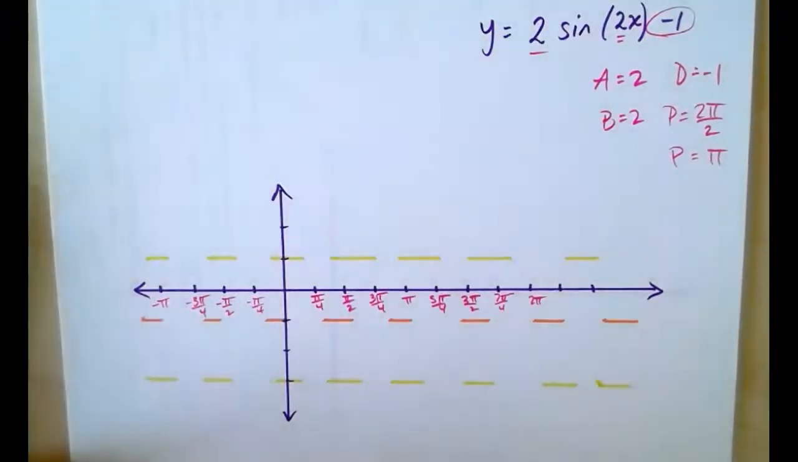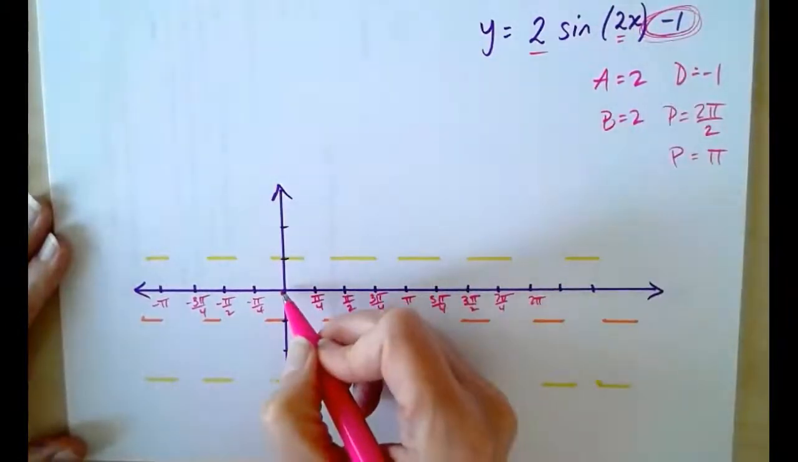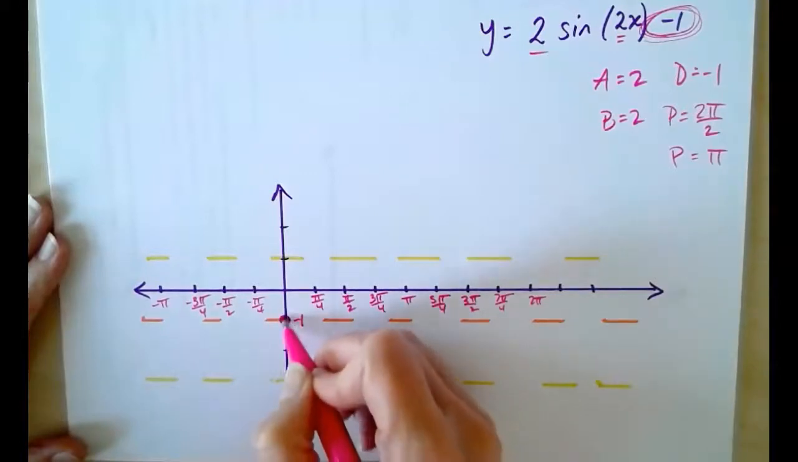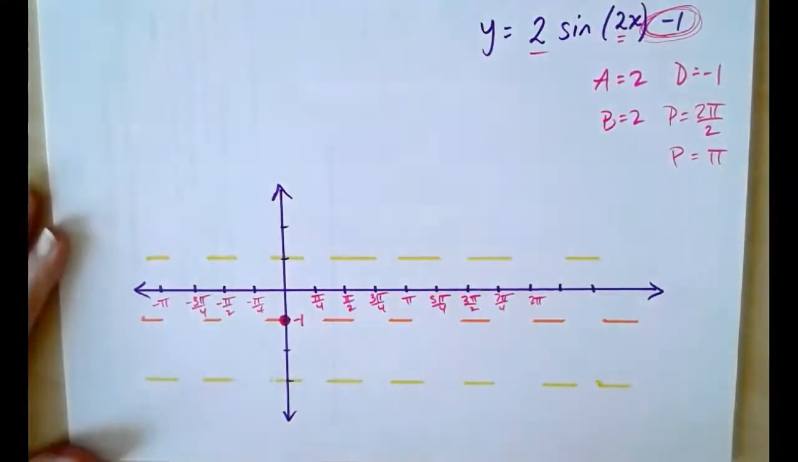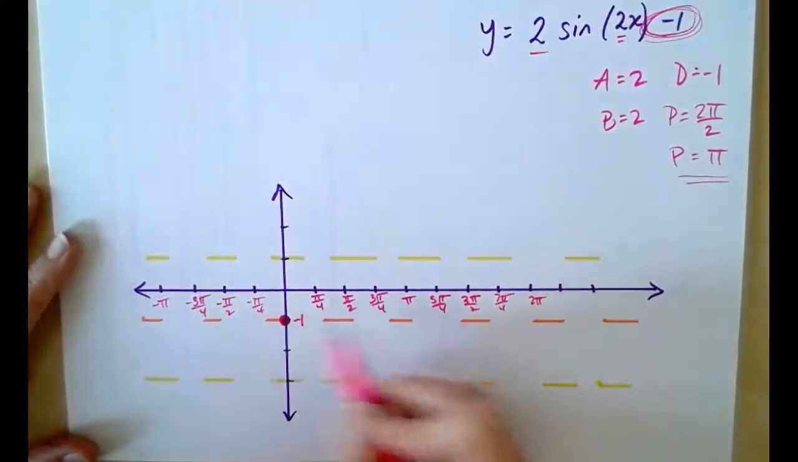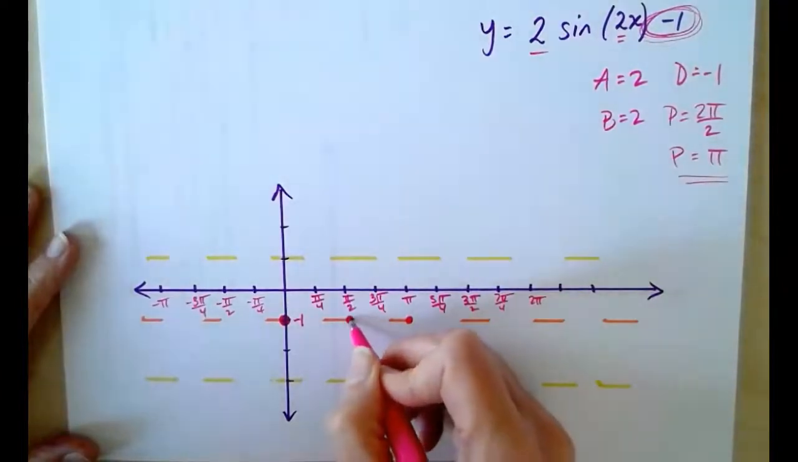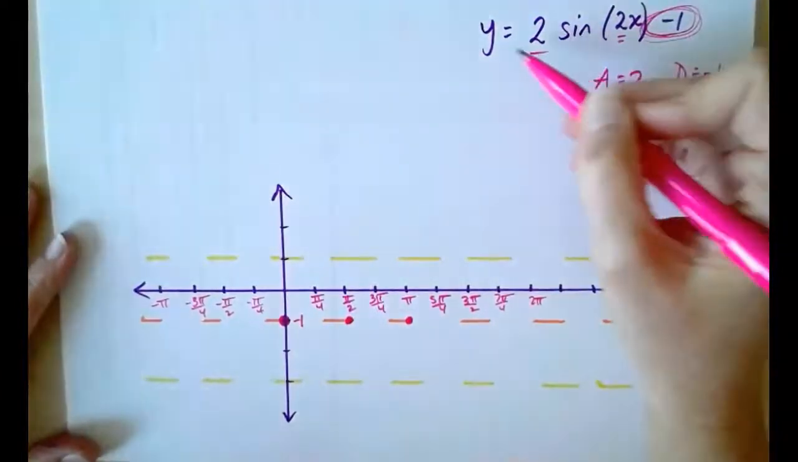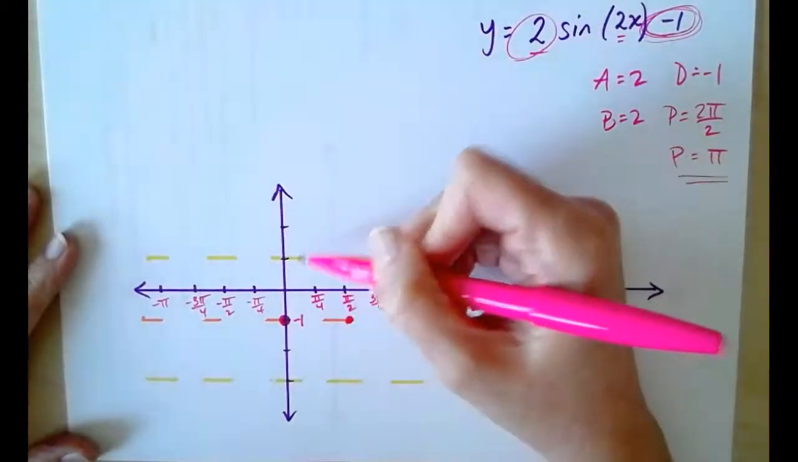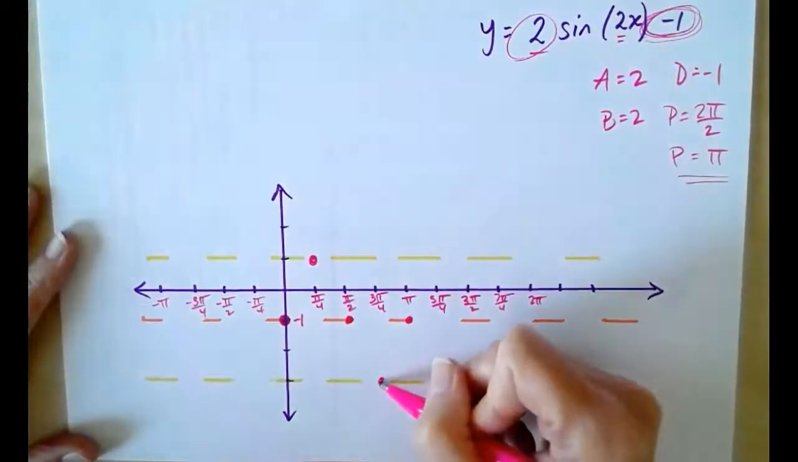We do not have a phase shift, but we do have a d value of -1. So instead of starting at the origin, we will be starting at -1. Again, this is the sine curve with a period of pi units long. So this is my beginning, this is my end, this is my middle, and then finally our a value is +2, so we will be increasing out of the gate, so up and then down.